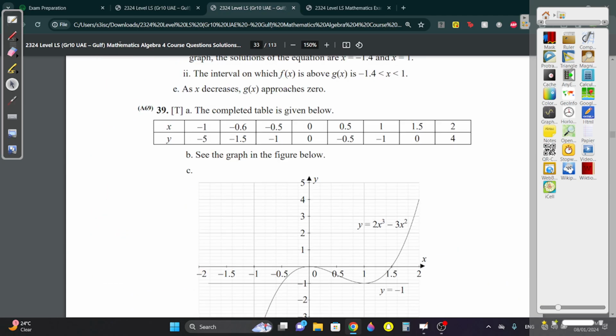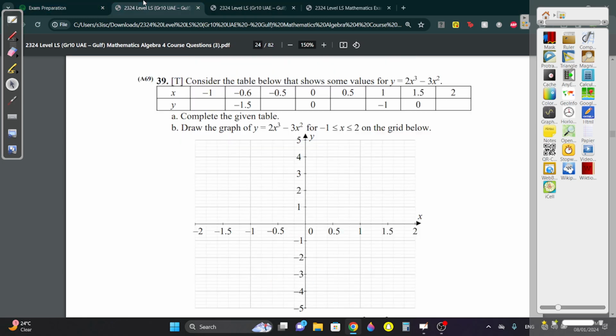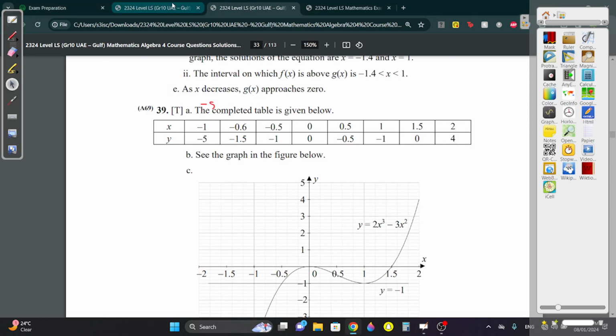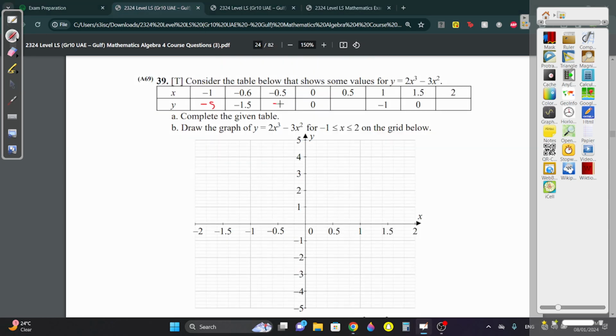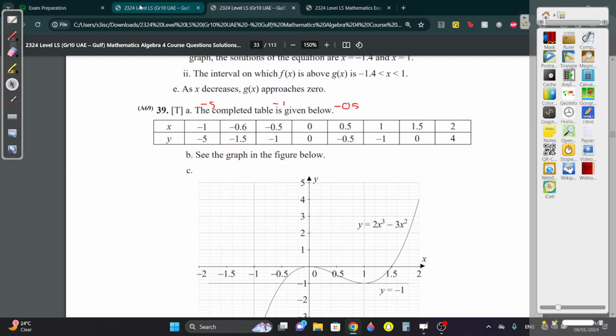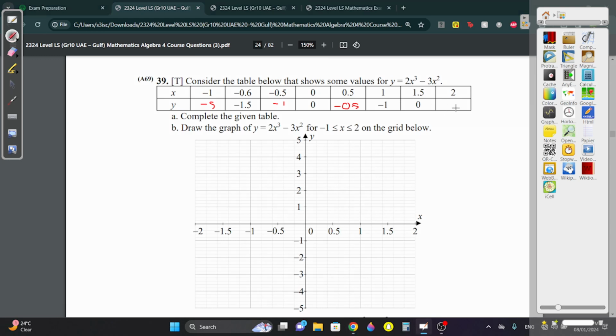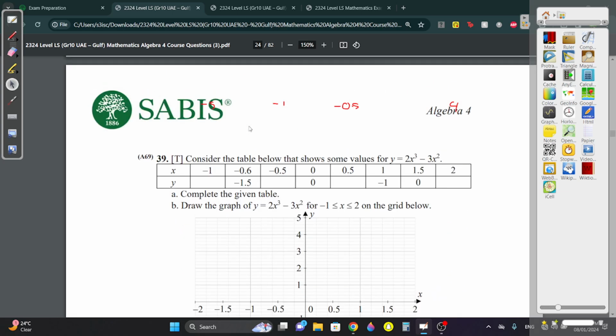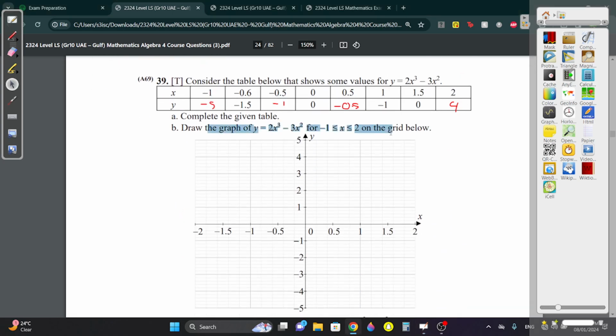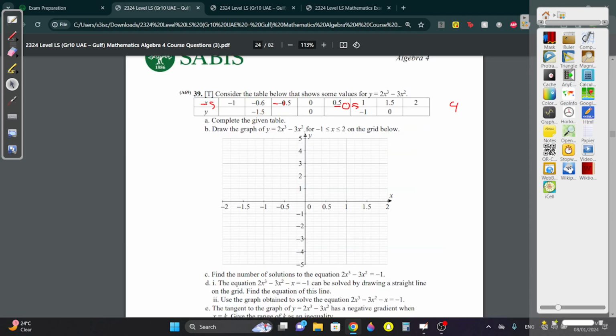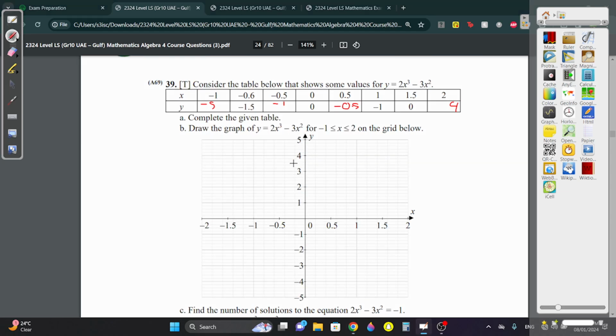You'll get these numbers: -5, -1.5, -5, -1, -0.5, -0.5, and the last one is 4. So you just fill in the table and then they tell you to graph. Yeah, they tell you to graph. So let's graph it.